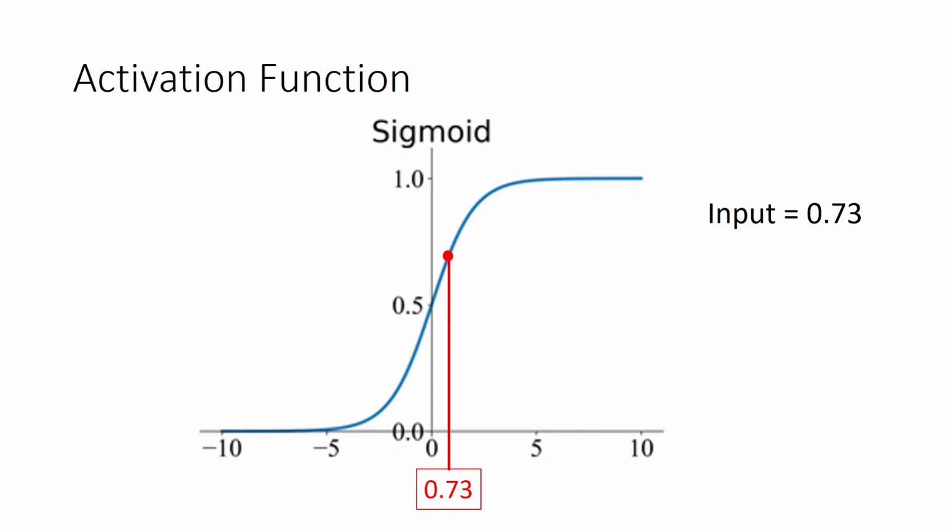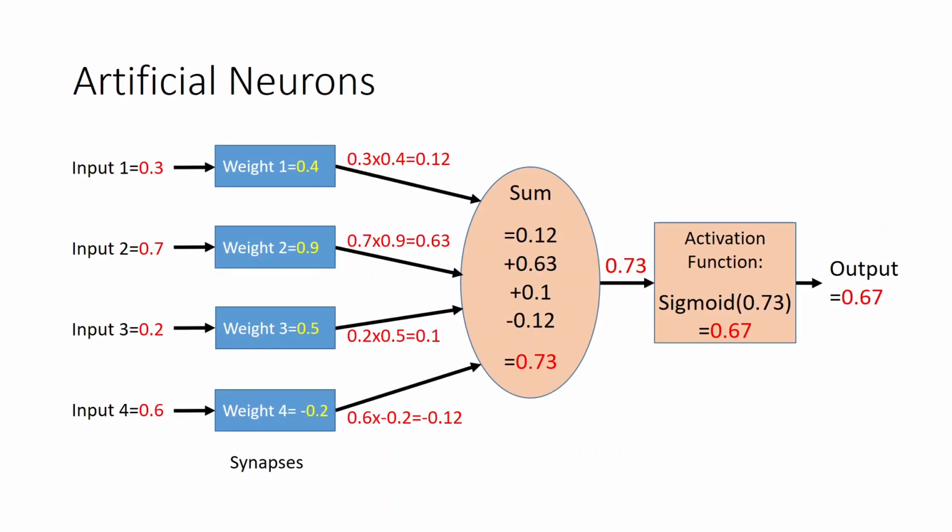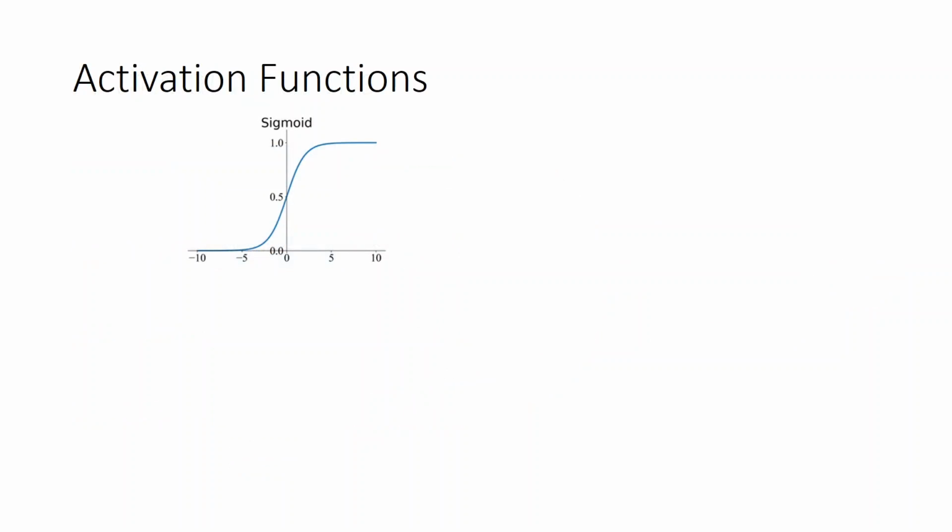We put this on the x-axis of the graph and find where it touches the sigmoid function. At this point, we read the value off the y-axis, which in this case is 0.67. This is the output of the activation function. Putting the sigmoid activation function into our neuron shows that the final output of our artificial neuron is 0.67. Let us take a look at some of the more popular activation functions.